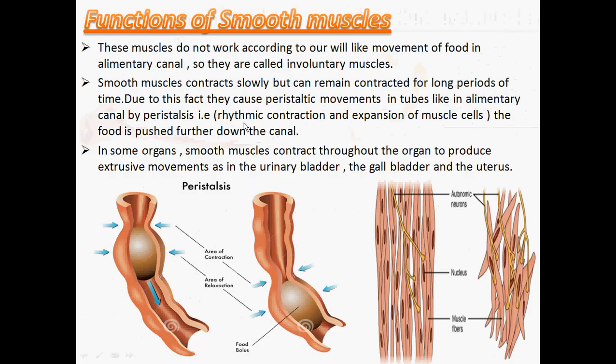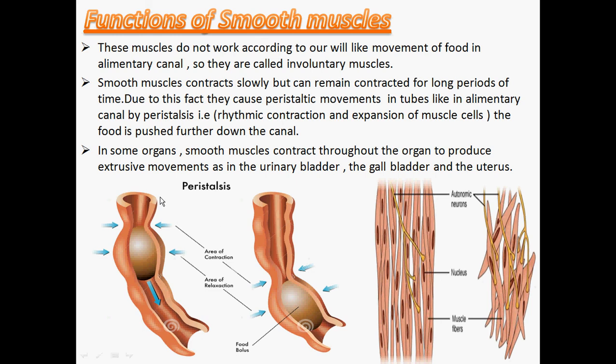There are some very important functions of this smooth muscular tissue. It is involved in conduction of the food in the alimentary canal, that is the esophagus. In that region, contraction and relaxation of the muscular tissues takes place, with the help of which the food is conducted in the esophagus. So these muscles do not work according to our will, like the movement of food in the alimentary canal, so they are called involuntary muscles. The conduction of the food takes place on its own without our will.